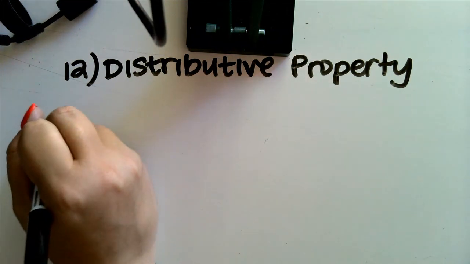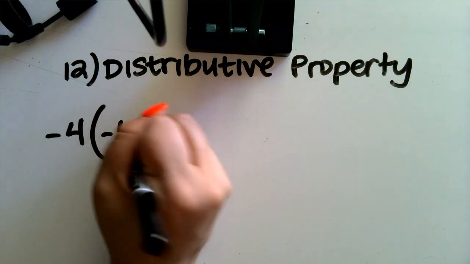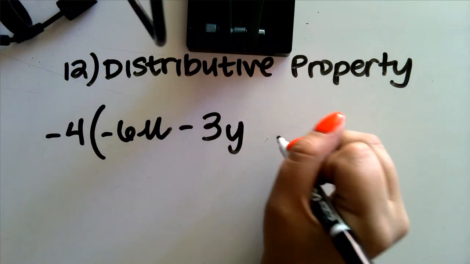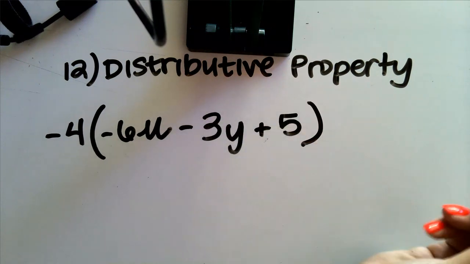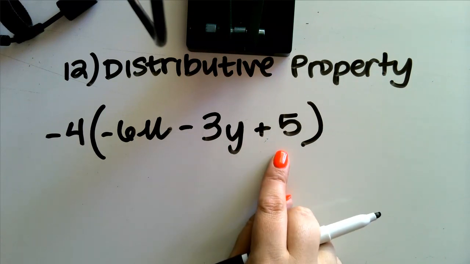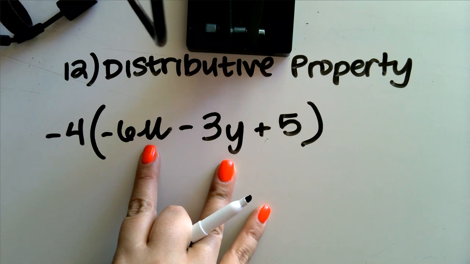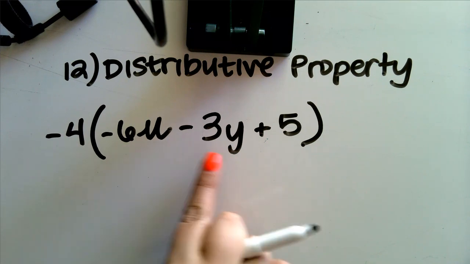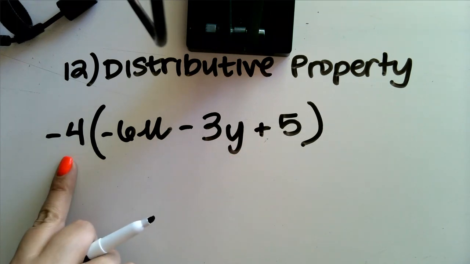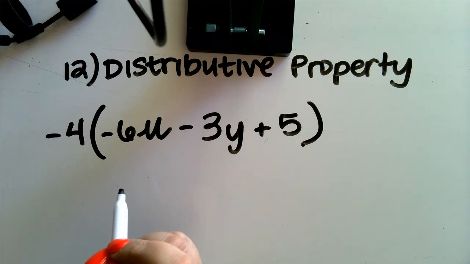Okay, so we have an expression here. Let's go -4, open parentheses, -6u minus 3y plus 5. Notice how there are 3 terms inside of our parentheses, and notice how also we have 2 different variables. They are not like terms. We have a u and a y. Just something to keep in mind. Our coefficient is -4 sitting out in front. So let's go ahead and start distributing it in.